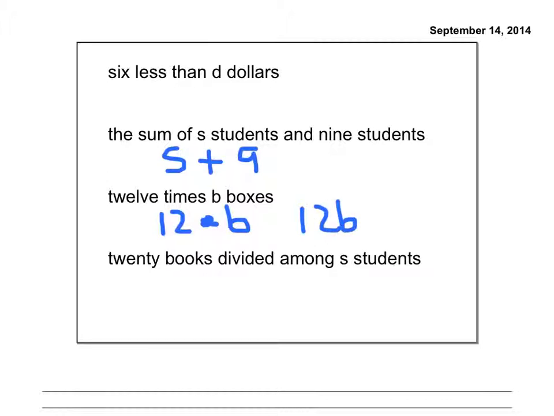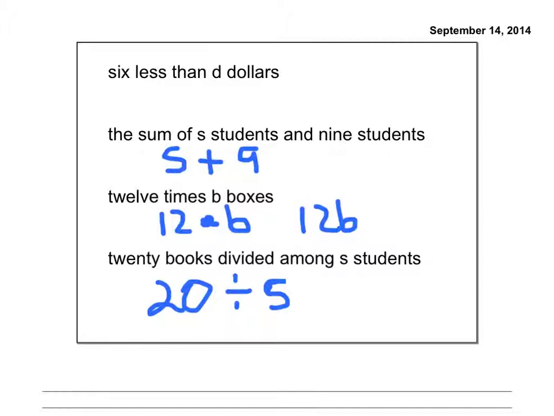And then 20 books divided by S students. It's so hard to make an S not look like a 5. So I very seldom use an S whenever I'm doing my variables. But the one reason I wanted to show you these first was that the sum of S and 9 students, 12 times B boxes, 20 books divided by S students, all of them were written in the order that you read them.